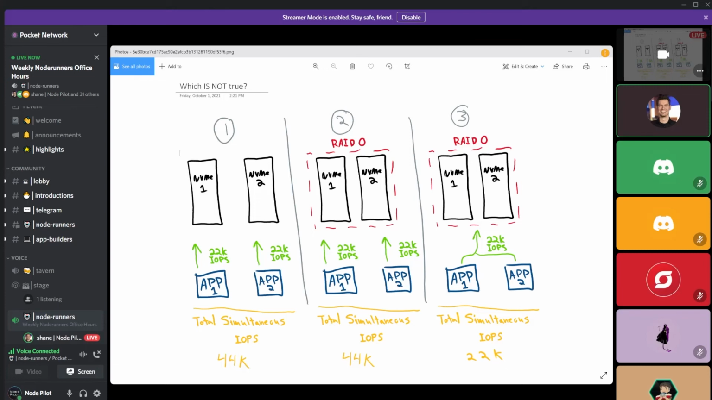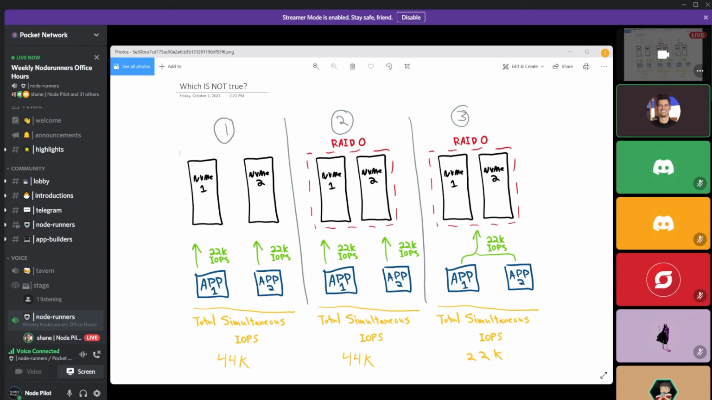So if you do that, what is going to happen eventually, as the data access patterns are random, is that you're going to have app 1 and app 2 both trying to get information from the same disk. And that's when you get 22K IOPS. Because the write is more efficient than the read.